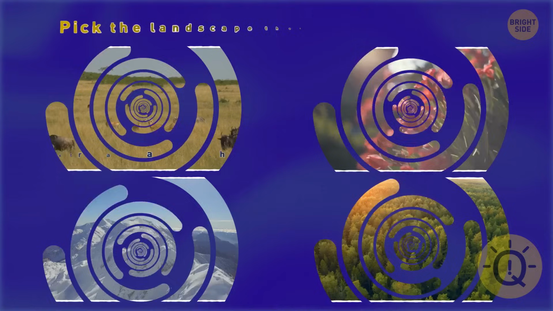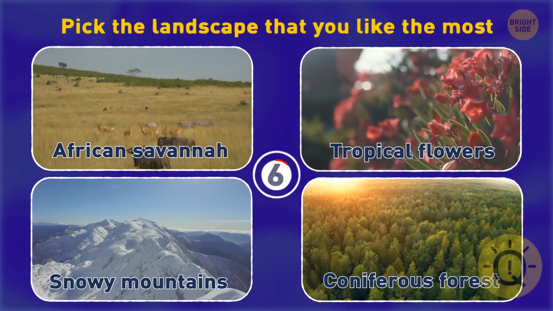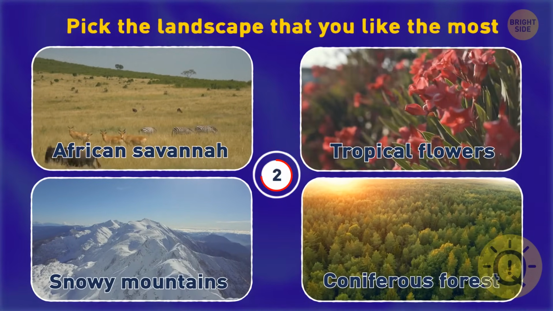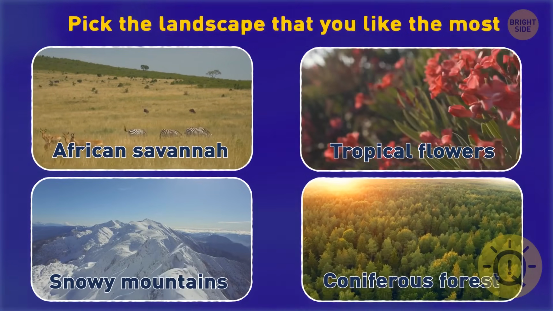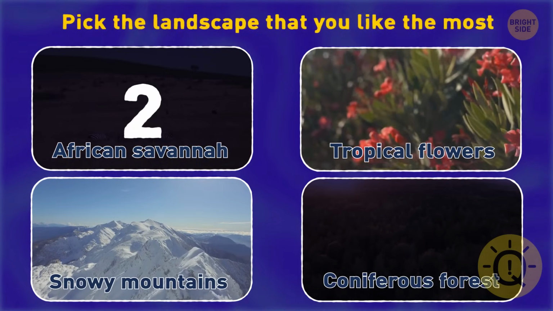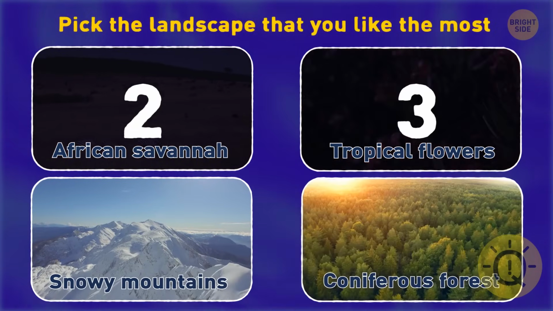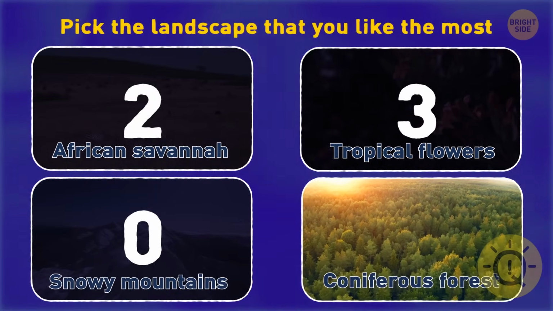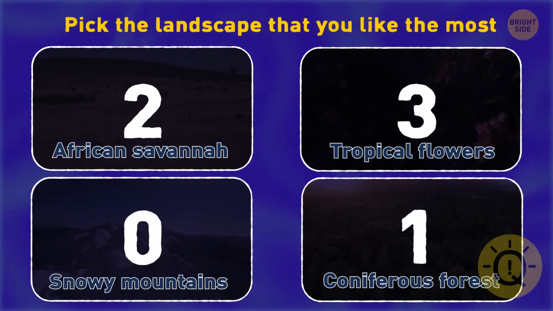Pick the landscape that you like the most. African savanna adds 2 points to your score. If you chose these beautiful tropical flowers, add 3 points to your score. Snowy mountains, add 0 points. And coniferous forests gives you 1 point.